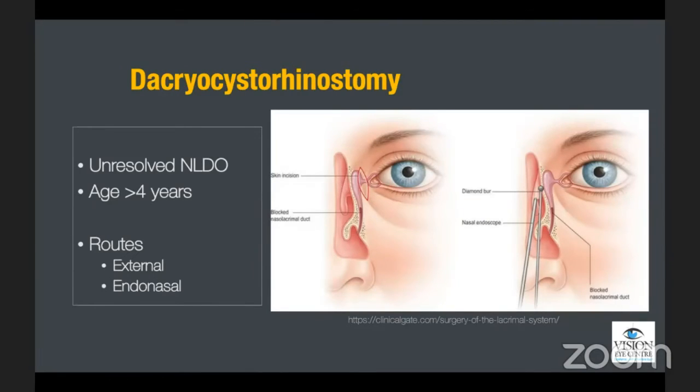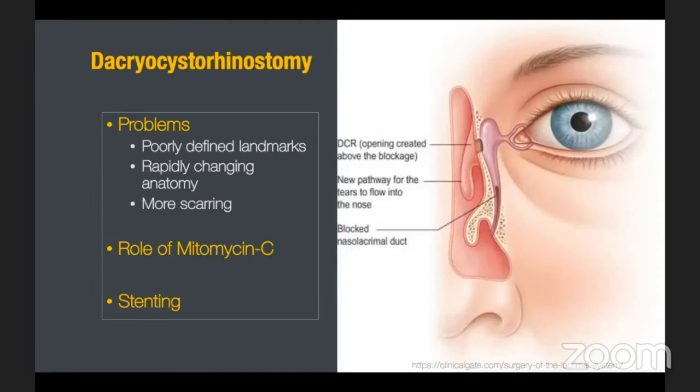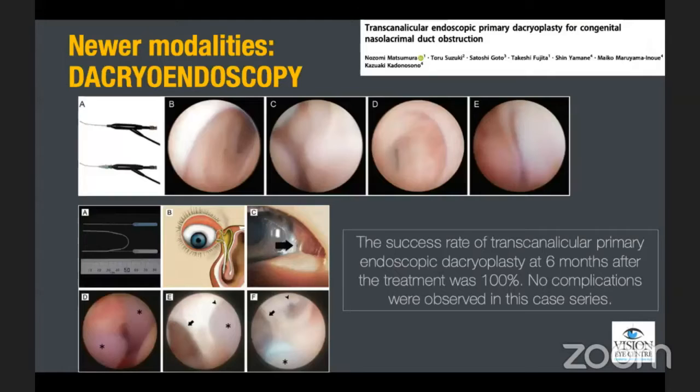Dacryocystorhinostomy is generally preferred in patients who are 5 years or older, in unresolved nasolacrimal duct obstructions who have undergone multiple procedures. It can be done in external or endonasal form. However, there are certain issues with respect to the anatomy in inexperienced hands, and they can be prone to more scarring. So definitely mitomycin C is a very good idea in children, and most surgeons opt to do a stenting at the end of the procedure.